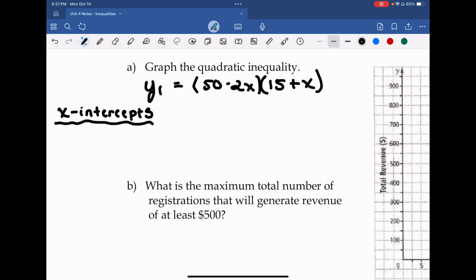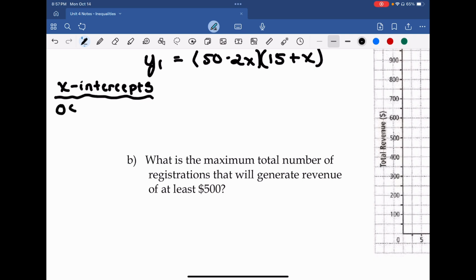There we go. If I do the algebra off to the side, it's going to be 0 is less than or equal to 50 minus 2x. When I isolate this, it's 2x is less than or equal to 50. Divide both sides by 2, it's x is less than or equal to 25. So 25 is my first x-intercept.